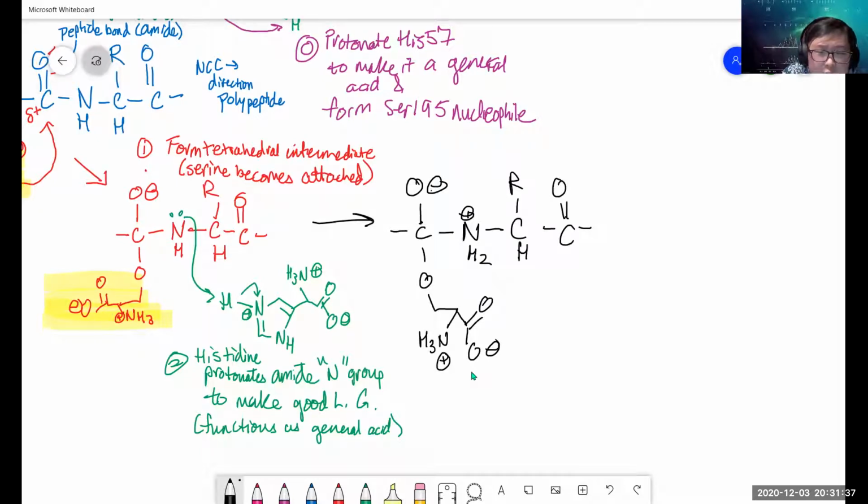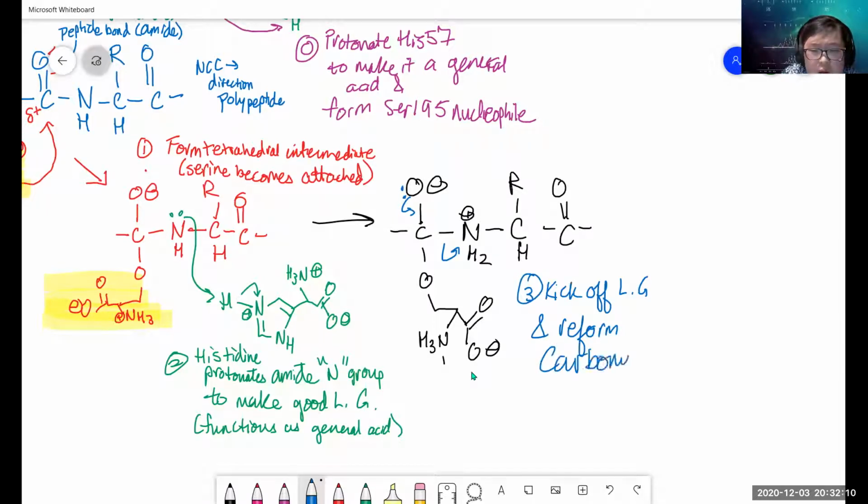Okay, so what we want to do is now reform this. So we're going to reform, kick off the leaving group. It should not say reform tetrahedral intermediate, that's a mistake. Reform carbonyl. Guess I had a mistake last year.